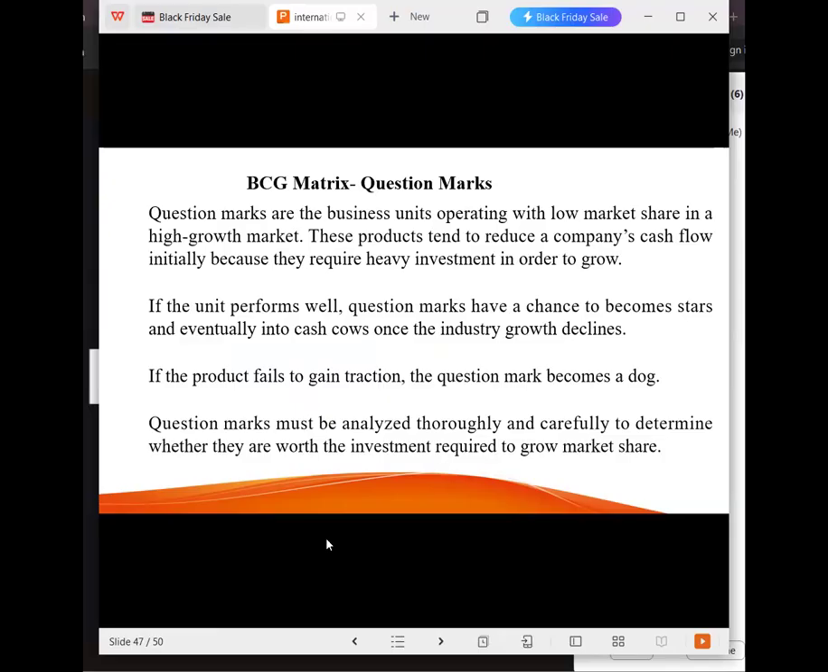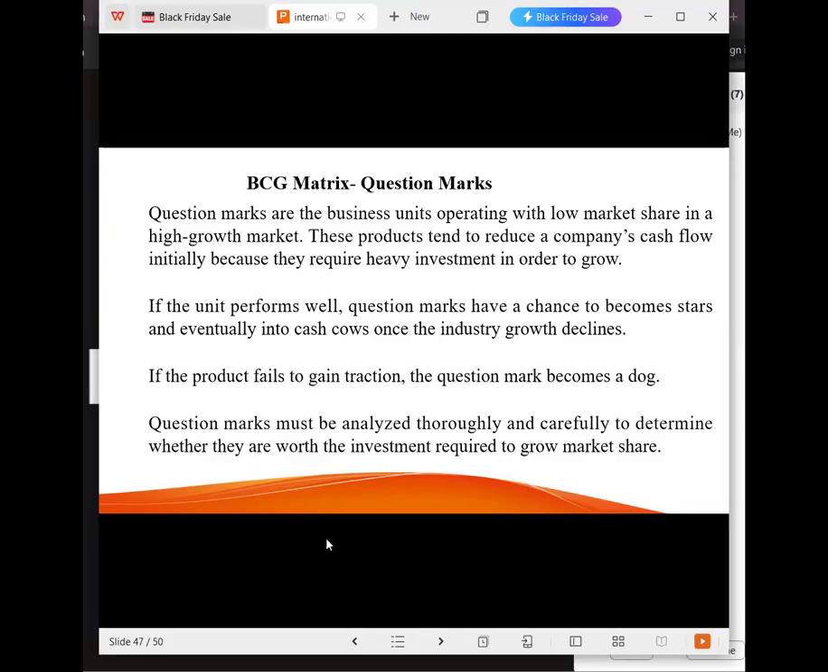Question marks must be analyzed thoroughly and carefully to determine whether they are worth the investment required to grow market share. In the last class, I mentioned that if this market has the potential to become better in the next 5 years or in the next few years, then it can be a question mark because it has that potential to grow. But if that market does not have potential to become better in the future, then one has to be careful in making that decision. So that is for question mark.